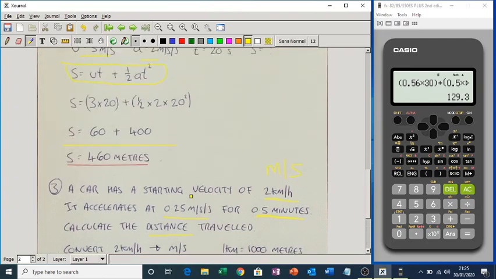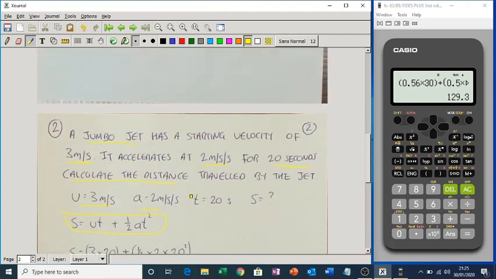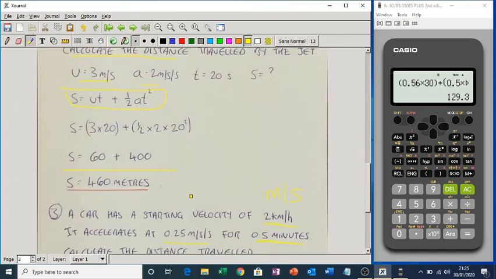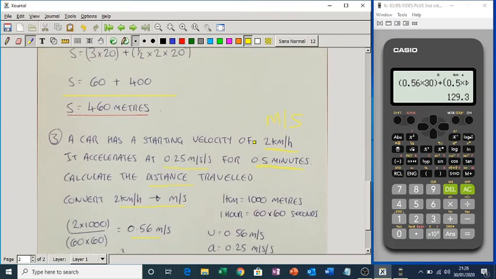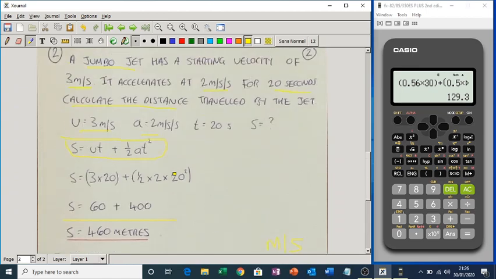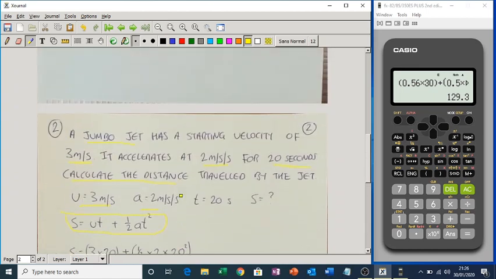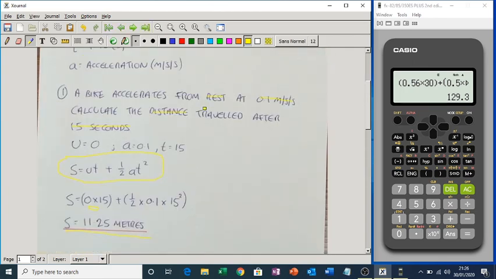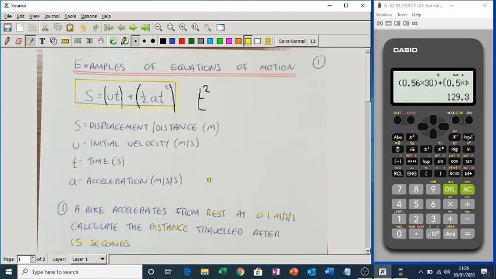So 1, 2, 3 questions, nothing too hard. The only thing you need to keep an eye out on is make sure everything's in meters per second and everything's in seconds. And you should be alright. Write down what you know and go from there. Obviously, if it's from rest, you know u is naught.